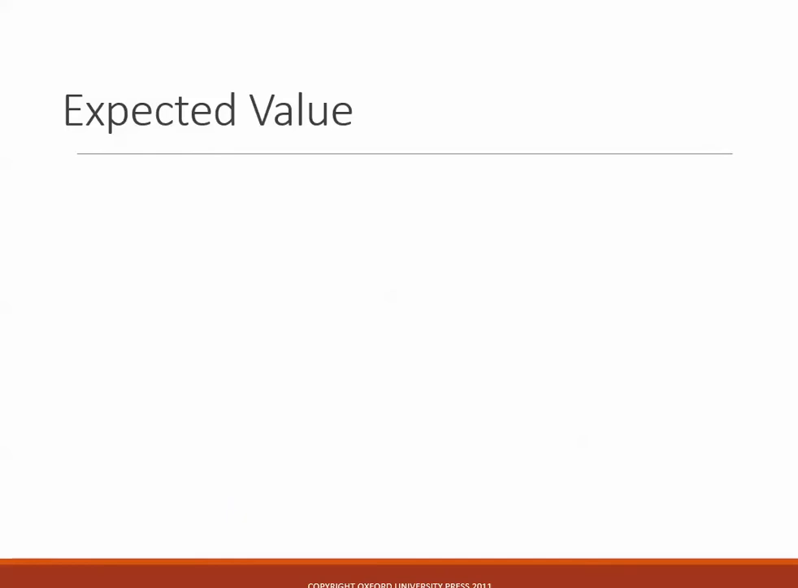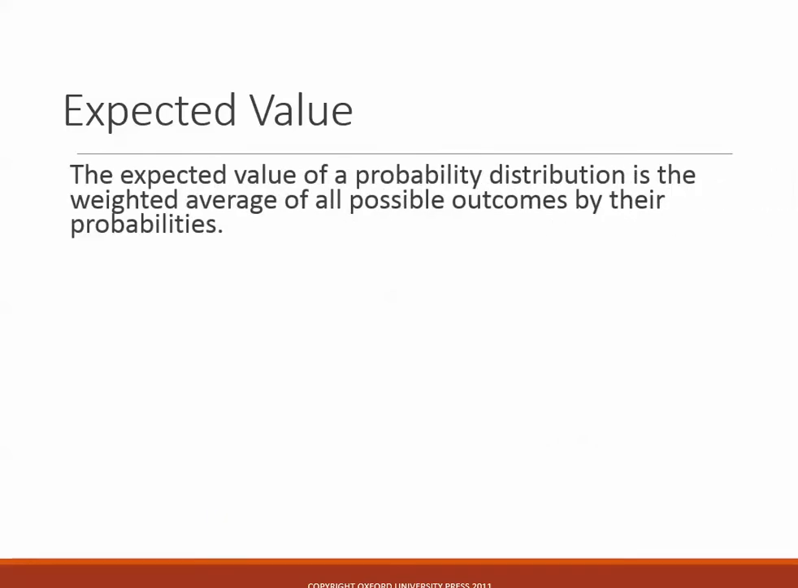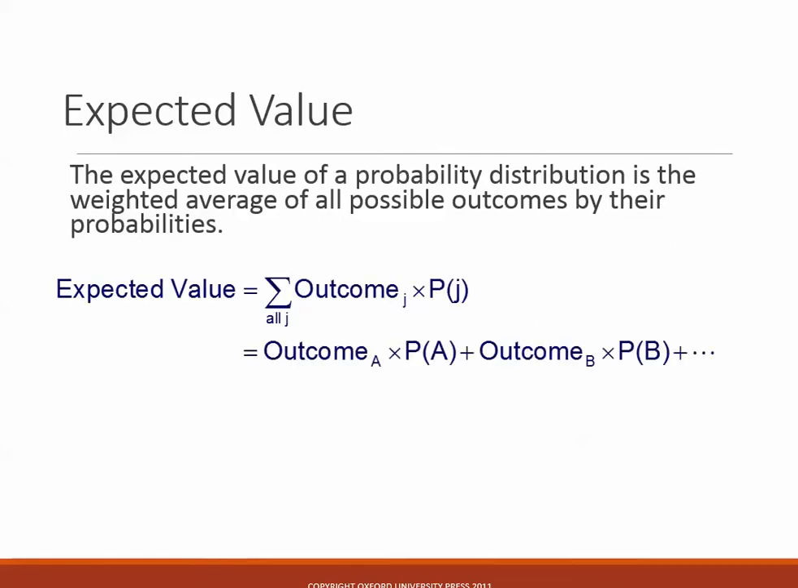Now, why is this important for us? The reason this is relevant is because there's something called expected value. So expected value of a probability distribution is the weighted average of all possible outcomes by their probabilities. In other words, there are different potential outcomes. Okay, so let's say we have two different outcomes, and there is a 60% chance that outcome 1 happens, and there's a 40% chance that outcome 2 happens.